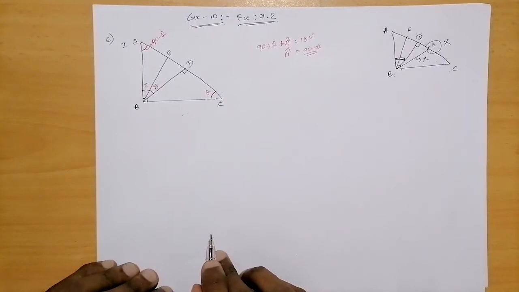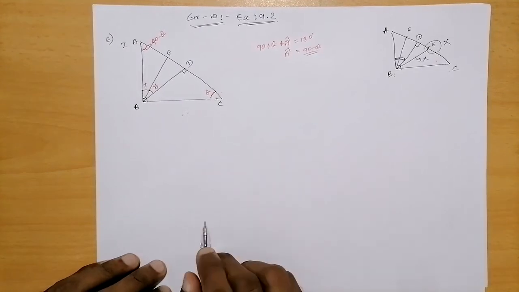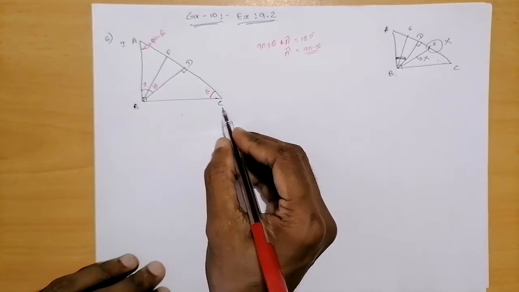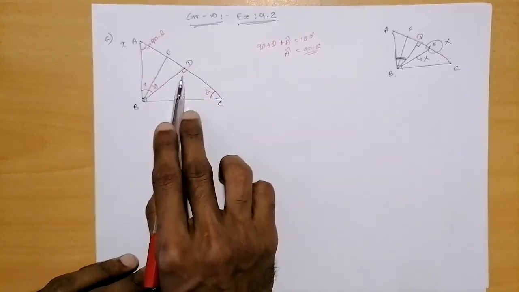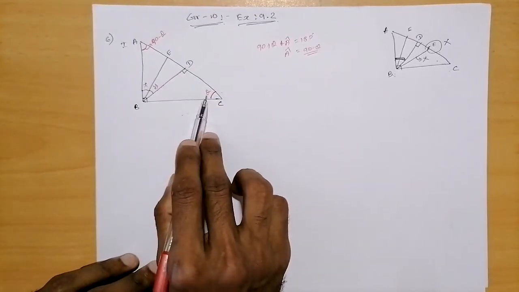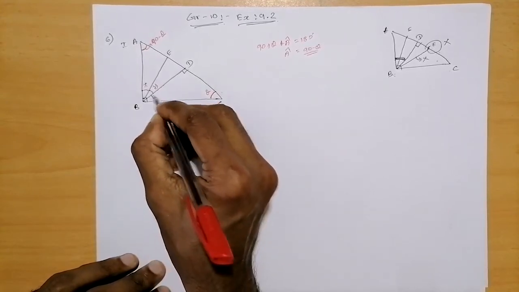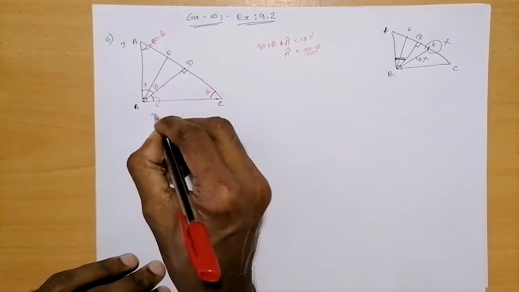Now we go for triangle BDC, because another 90 minus theta is there. In triangle BDC, angle D is 90. This angle we named as theta. So the remaining angle we can name as 90 minus theta.